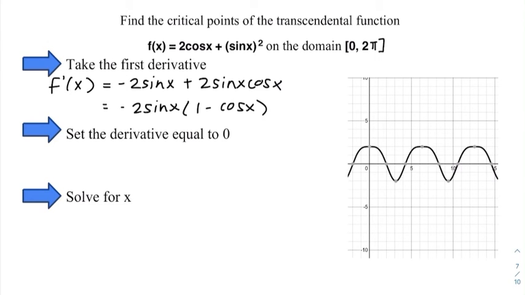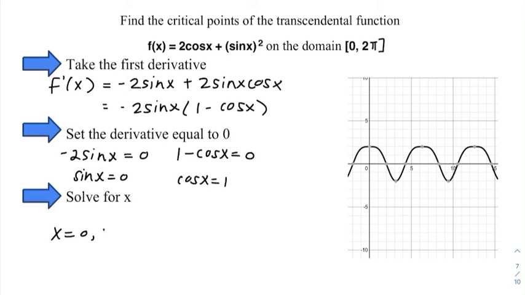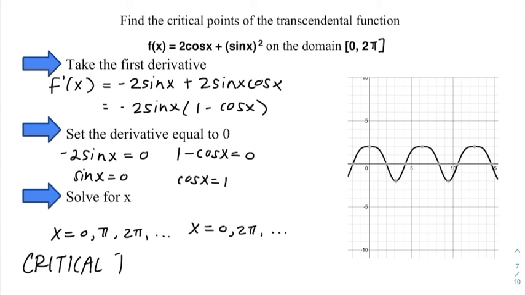If we set this equal to 0, we get two parts. Negative 2 sine x equals 0, and 1 minus cosine x equals 0. This gives us sine x equals 0 and cosine x equals 1. For sine x equals 0, we get x equals 0, pi, 2 pi, and so on. For cosine x equals 1, we get 0, 2 pi, and so on. Now, these points would be our critical points, and since we are looking for them on the domain from 0 to 2 pi, we would only include 0, pi, and 2 pi.